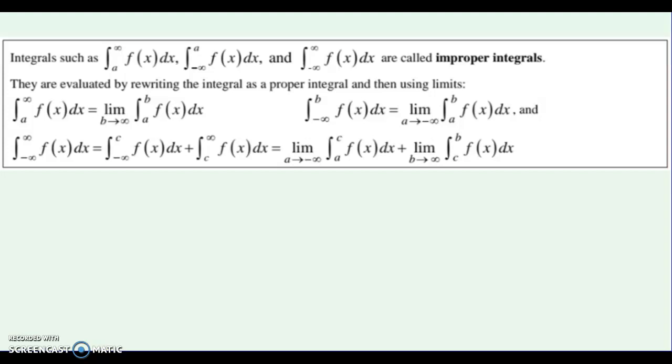So let's take a look at this. These are improper integrals. They are improper because the upper or lower boundary of the integral is an infinity or negative infinity. When you're taking an improper integral, we need to replace the infinity with a variable, and we're going to take a look at what happens to the integral when we take the limit as b goes to that infinity, whether it's positive or negative. So let's take a look at a couple examples.